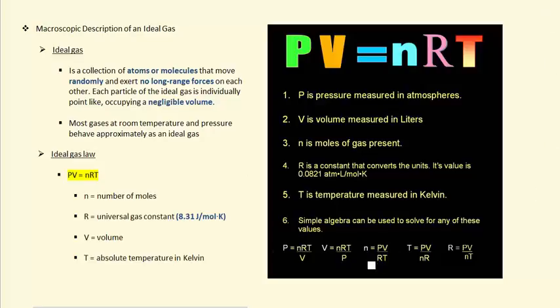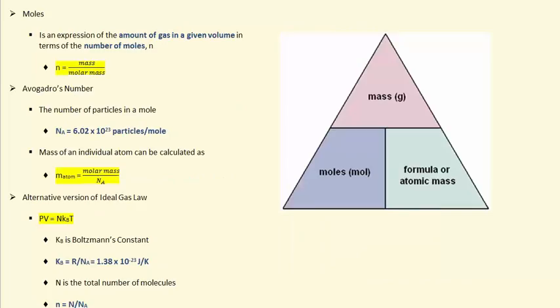And at the bottom we see that we can manipulate the ideal gas law to solve for any of our 5 variables. In the ideal gas law, we use moles as one of the variables. And moles is an expression of the amount of gas in a given volume. And we see if we're given the mass, and we know its molar mass, we can take the mass divided by its molar mass to calculate the number of moles.